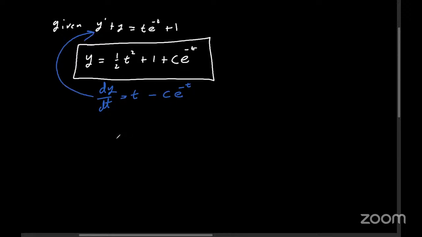So let's plug that in. t minus c e to the negative t plus the original function. This is also a good way to solve for that constant if you don't know what it is already. Oops. That's better. Okay. So what happens?